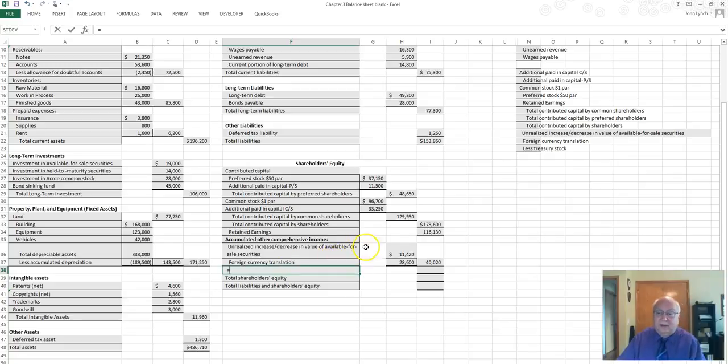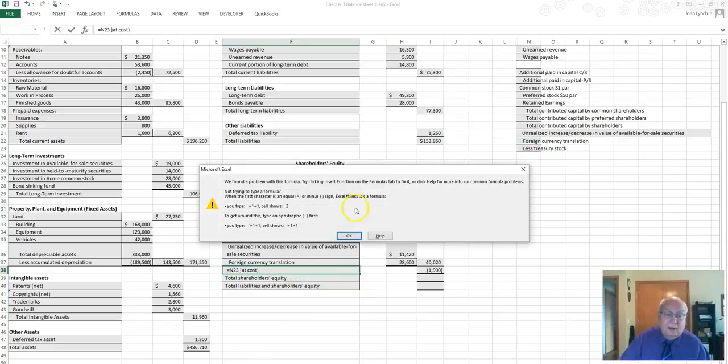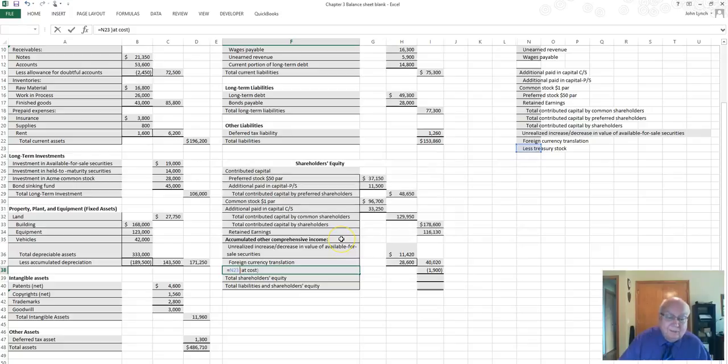But we also don't want to forget we have to subtract off treasury stock. That is not part of comprehensive income, but it is in there. And usually at treasury stock, I'm going to put in here, hope I can, at cost. Yeah, I didn't think it was going to let me. Okay, because it's a formula. But normally that's at cost.